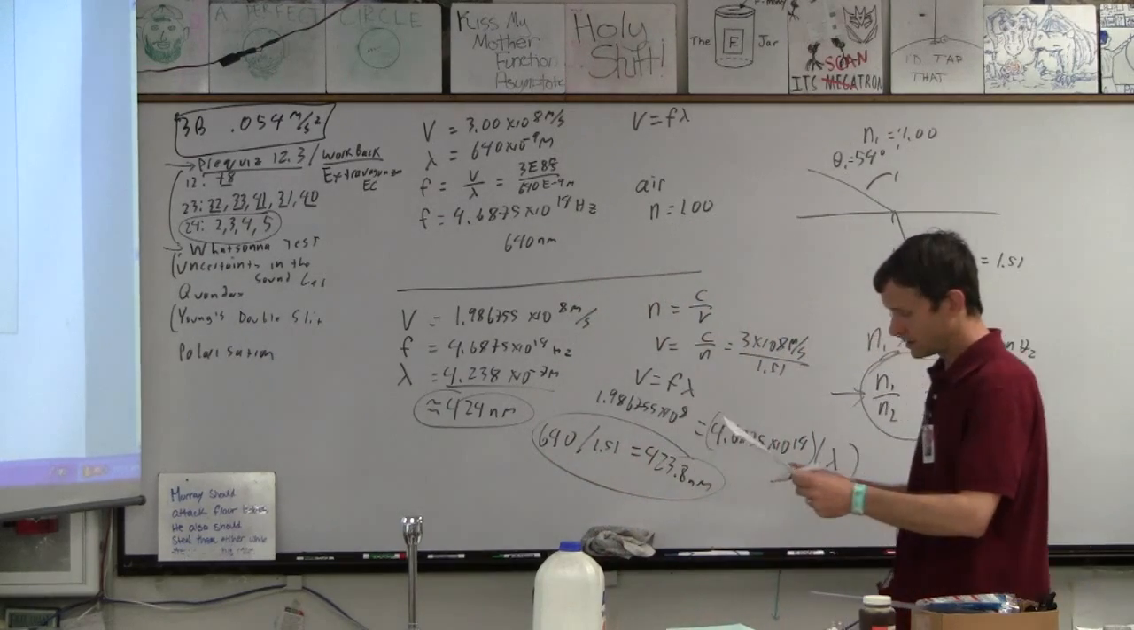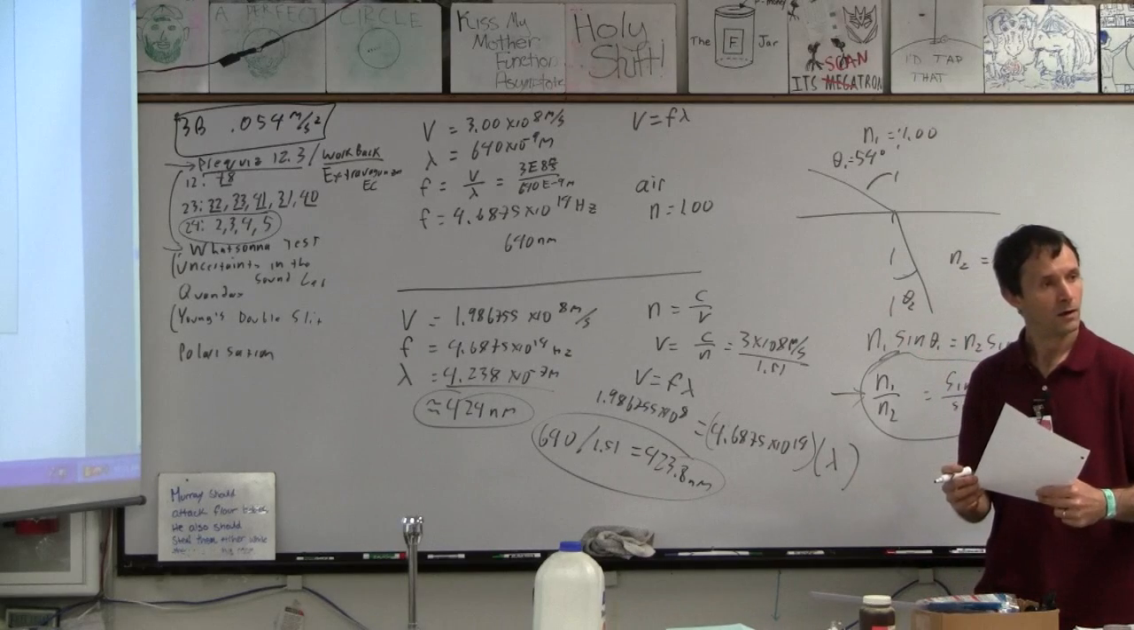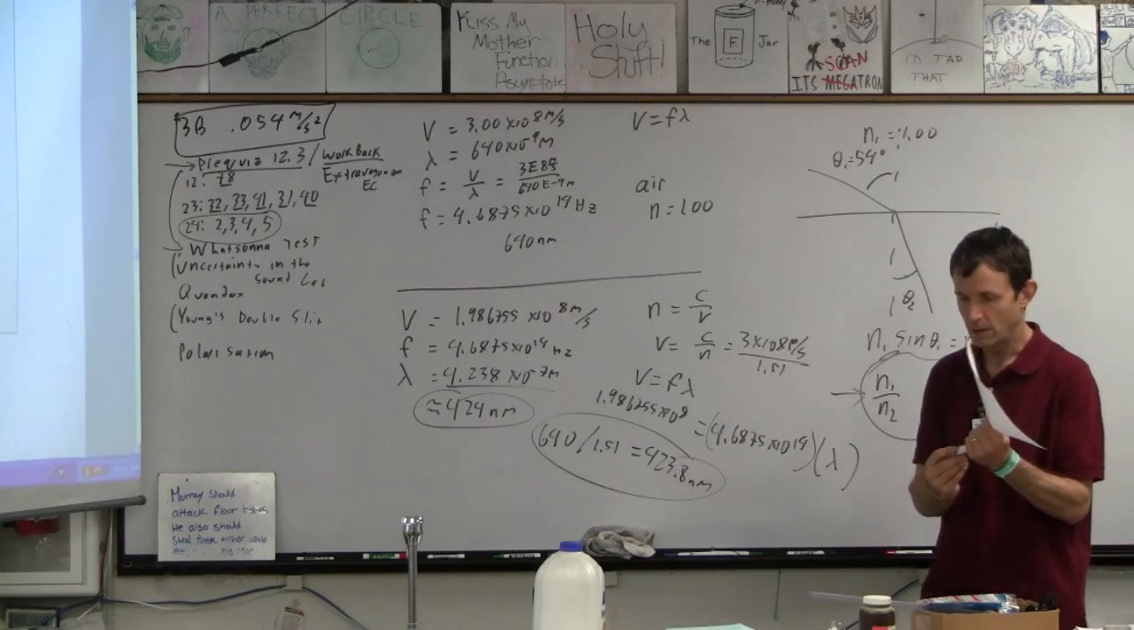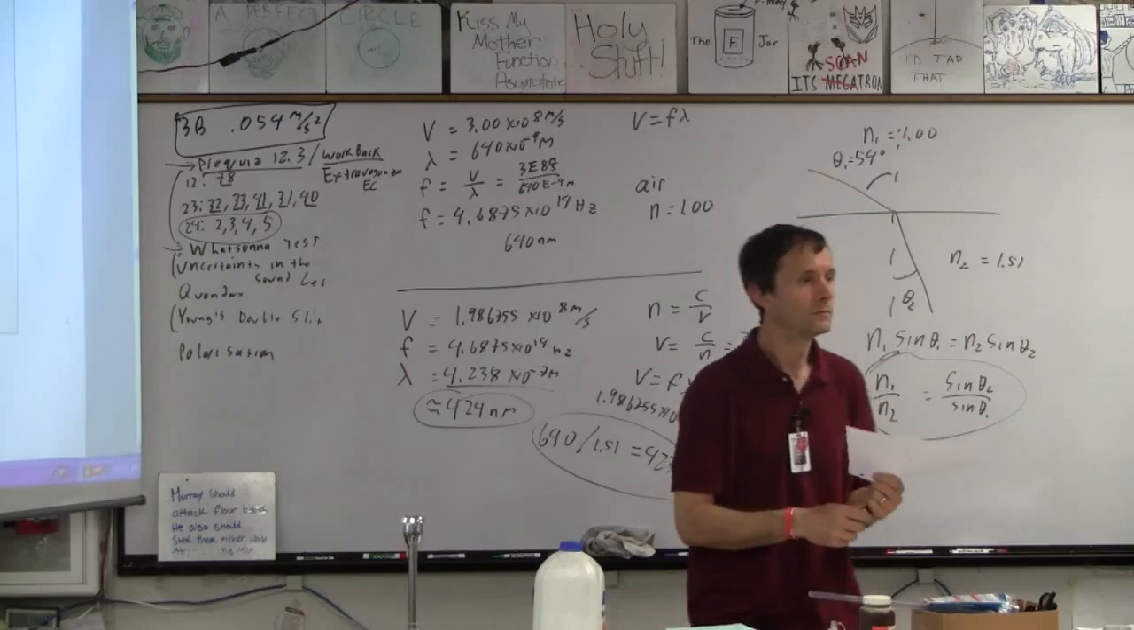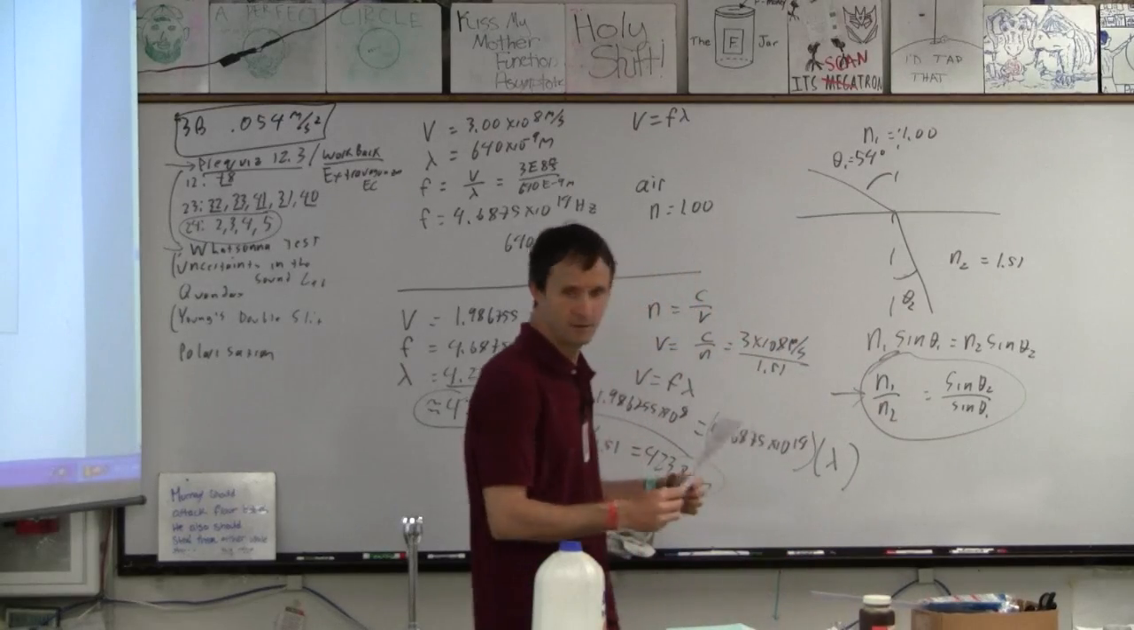For the angles, they're always measured to the normal, right? If they give us the one that's to the surface, we have to just take the complement, right?